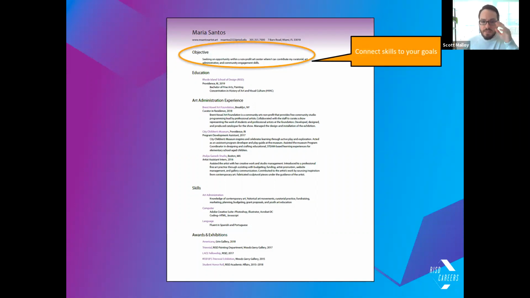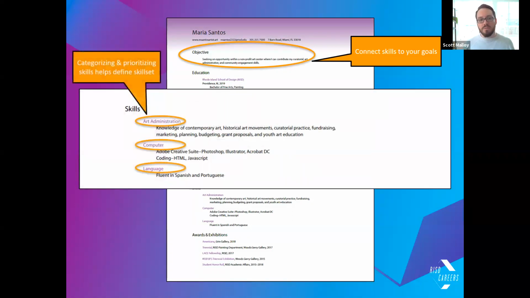So again, this is somebody who's trying to work at a nonprofit art center and trying to utilize skills that are relevant to art administration. So their skills sort of reflect that goal. When we go down and look at the skills section, they've subcategorized their skills to match what they're trying to do. They've even created this art administration subcategory of skills where they talk about their knowledge of contemporary art, historical art movements, curatorial practice, fundraising, marketing, budgeting, etc. So they're basically saying to their audience, here are the skills that I have that match the work that happens in your environment. It's a really effective way to go about it.